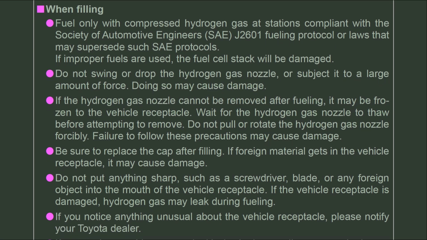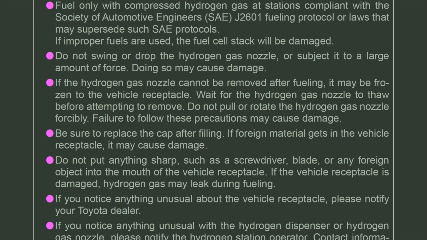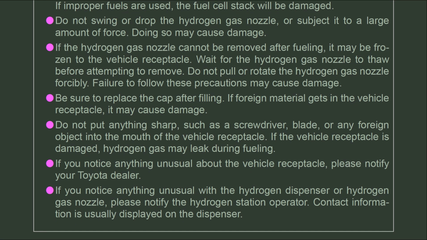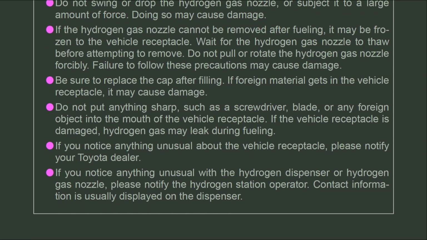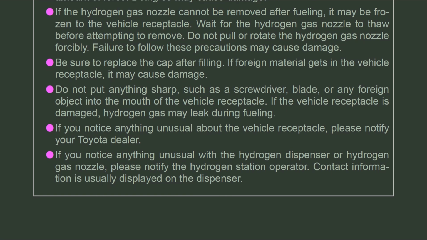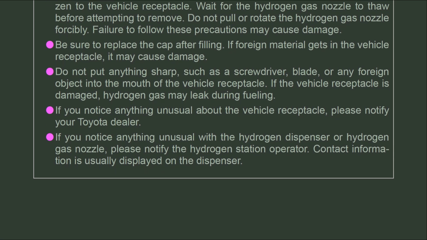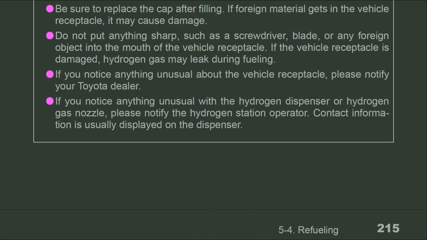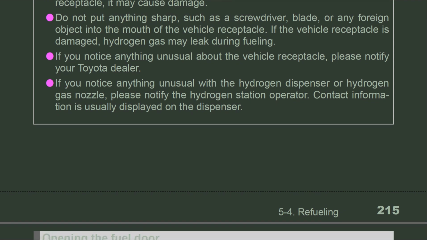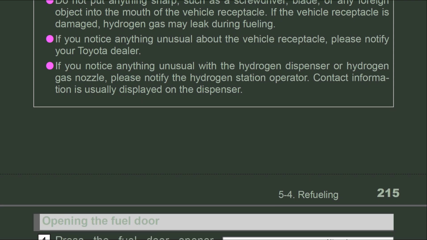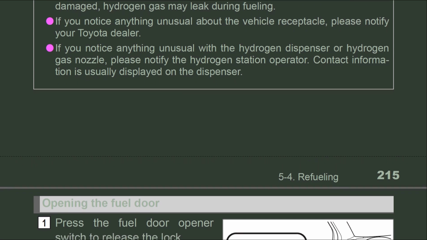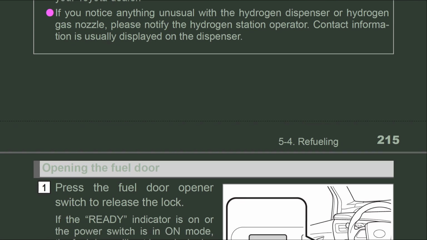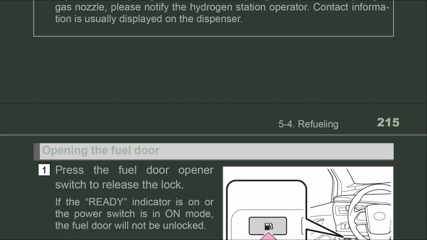Be sure to replace the cap after filling. If foreign material gets in the vehicle receptacle, it may cause damage. Do not put anything sharp such as a screwdriver, blade, or any foreign object into the mouth of the vehicle receptacle. If the vehicle receptacle is damaged, hydrogen gas may leak during fueling. If you notice anything unusual about the vehicle receptacle, please notify your Toyota dealer. If you notice anything unusual with the hydrogen dispenser or hydrogen gas nozzle, please notify the hydrogen station operator. Contact information is usually displayed on the dispenser.